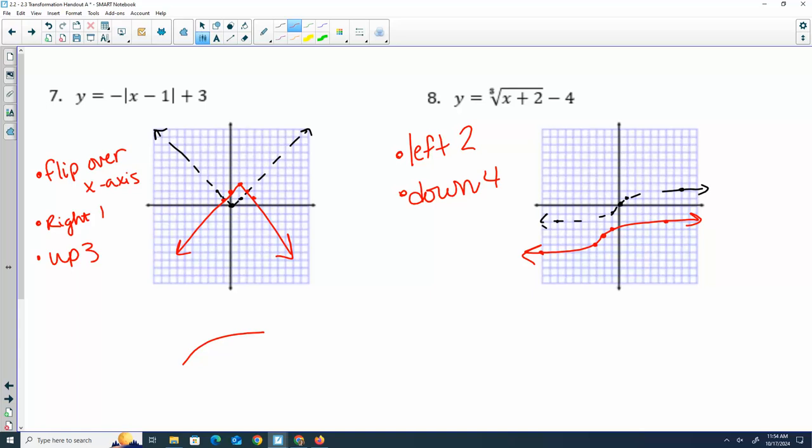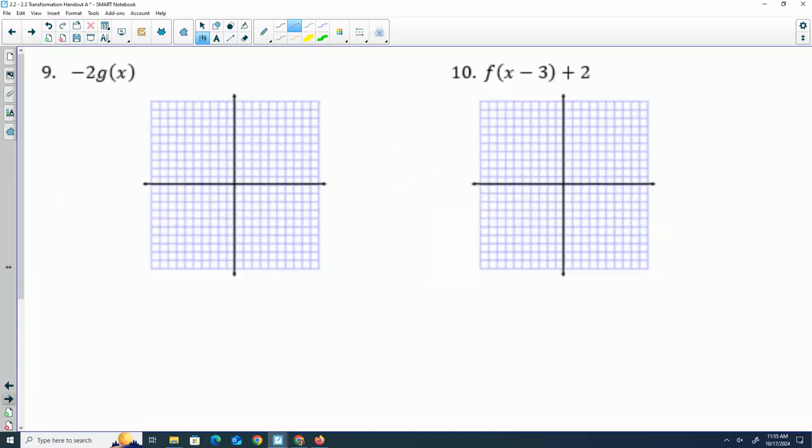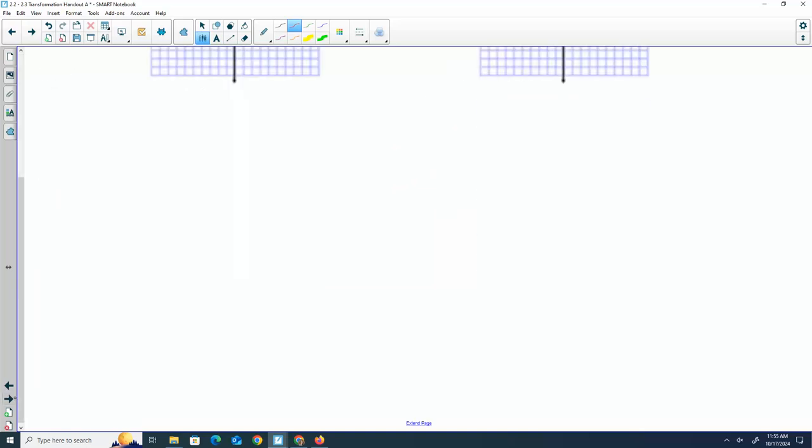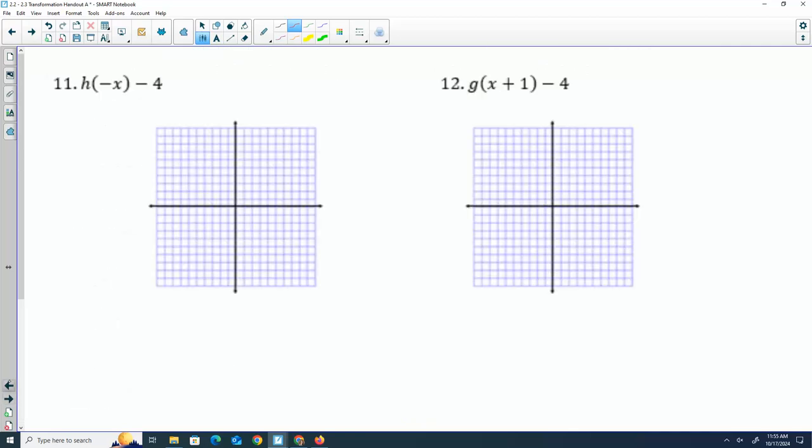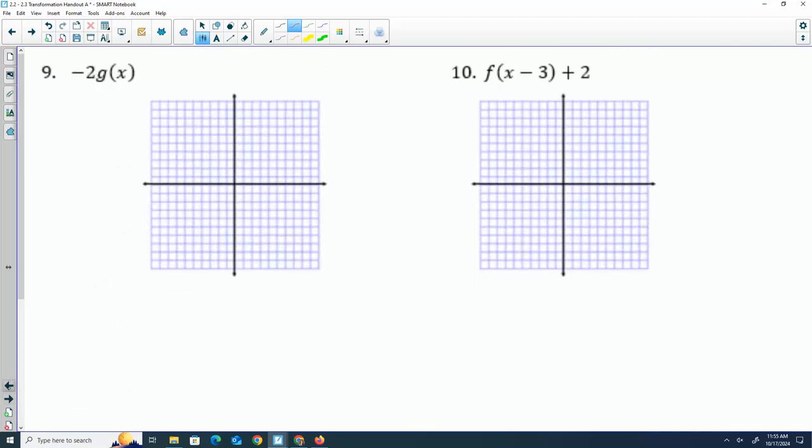How are we doing with these transformations? So the back side, we're still practicing these transformations, but I've kind of switched it up a little bit. I gave you guys a picture of the graph. I don't know why I don't have the graph on mine. That's unfortunate. Let me change strategies here.